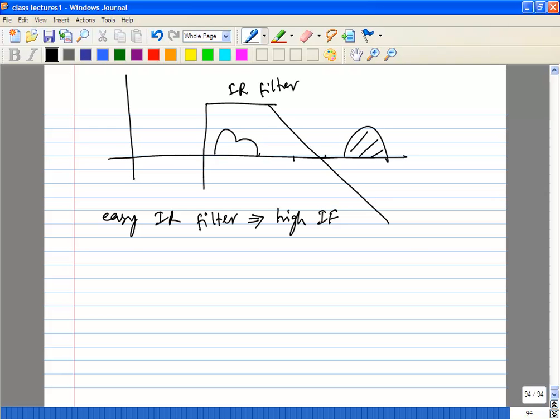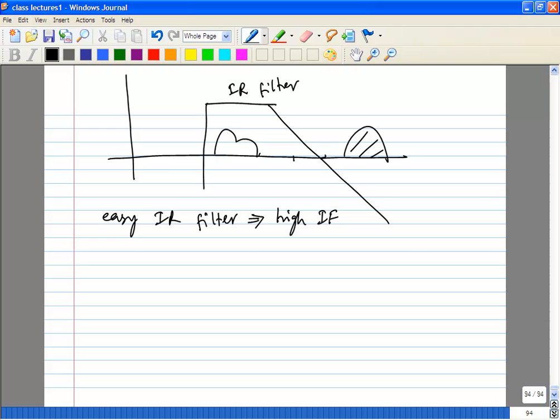So what you'll see is, based on this, this is a fundamental trade-off in your signal conversion design, receiver design. Based on this, you see a bunch of different architectures. You have what are called direct conversion receivers, and you have what are called double conversion super heterodyne receivers. We'll look at both of these later in the course.